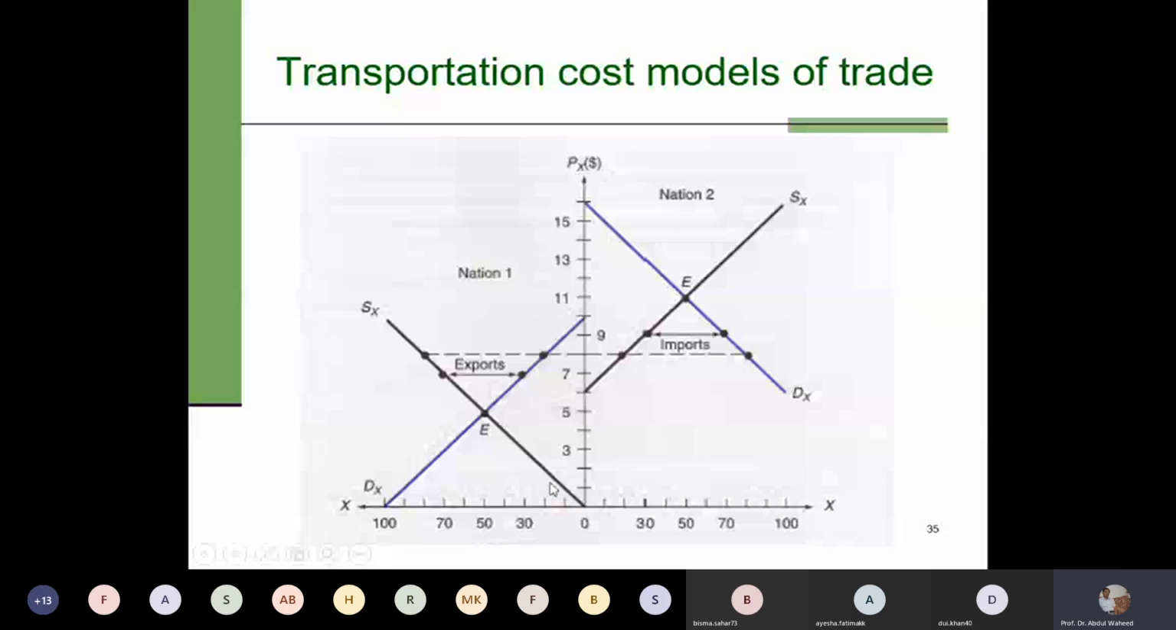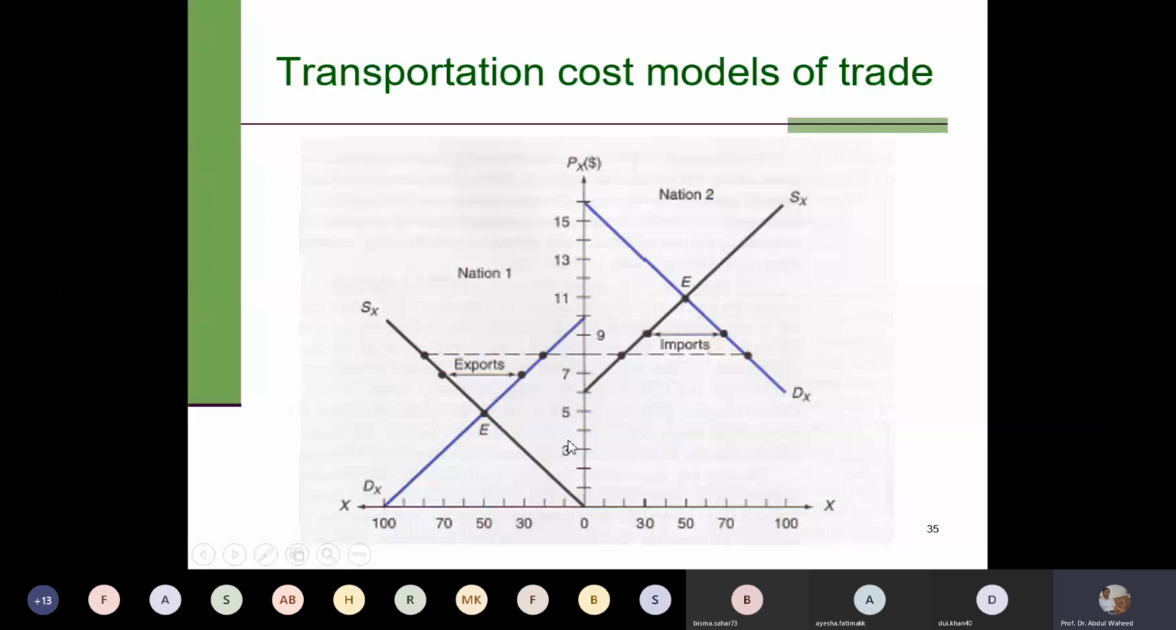So that's why this is the supply of X in nation 1, and this is also in accordance with the law of supply. The law of supply says that, holding other factors constant, as price increases, quantity supplied will also increase. So you can see that when price is this, and when price is this, as price is increasing, the quantity supplied is increasing. So this supply curve is the same as this supply curve. Same is with this demand curve.